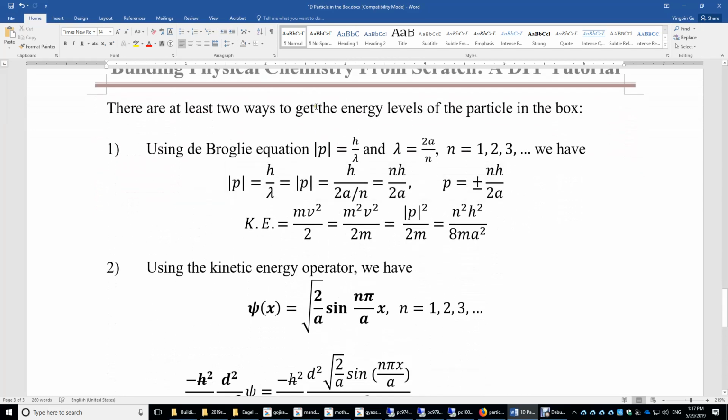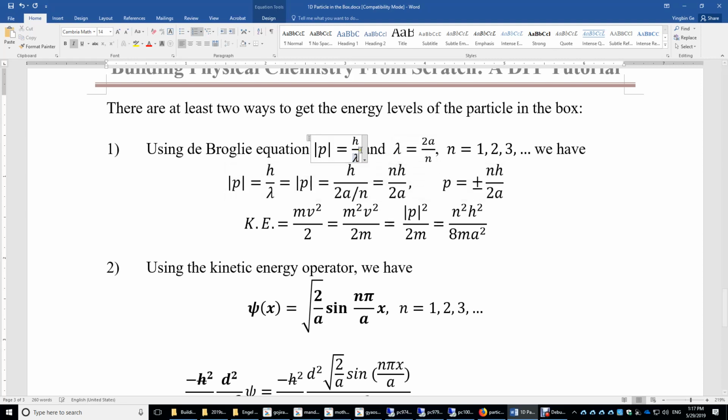And how can we actually quantify the energy levels of the particle in the box? There are at least 2 different ways. One way is to use the de Broglie equation. The magnitude of the momentum of the particle is equal to h over lambda, and lambda is the wavelength of the particle, assuming this particle-wave duality.